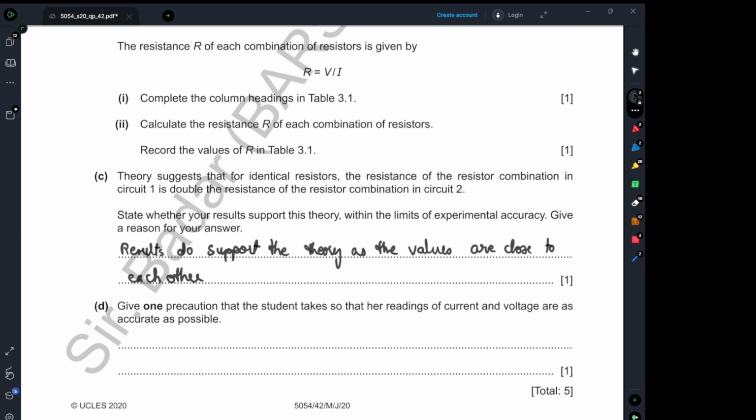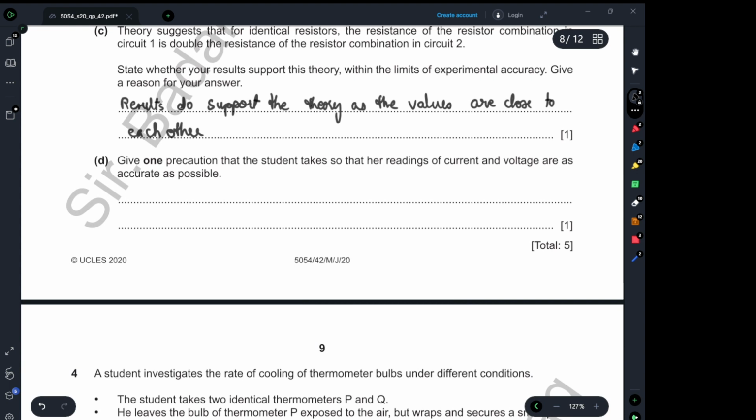ठीक है जी. And then the question says, give one precaution that the student takes so that her readings of current and voltage are as accurate as possible. तो जाहिर सी बात है, don't run your circuit for way too long. सर्किट बहुत देर तक चलने से क्या होता है, सर्किट हीट अप हो जाता है. सो यू नीड टू कीप स्विचिंग ऑफ द सर्किट. ठीक है, to keep switching off the circuit as it will get heated up.